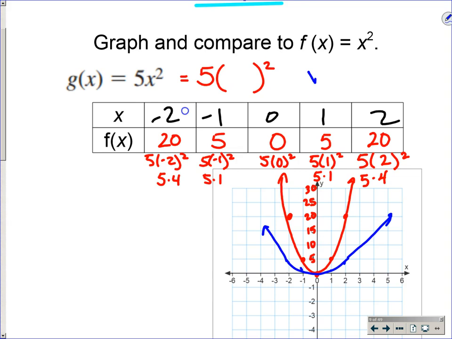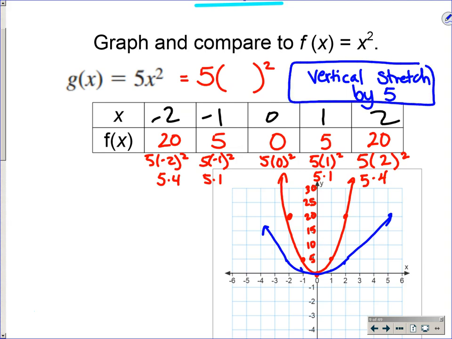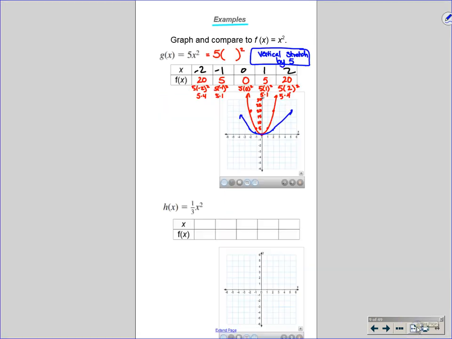Ready? This one is a vertical stretch. Why? Because which way are you pulling it? Vertically, straight up. It's a vertical stretch by, and then Andrew, what did you say was extra? Multiplying by 5. You want the snazzy math way of saying how this one changed that one? It's a vertical stretch by 5. Oh, so this is easy. All I have to say anytime they give me a problem is vertical stretch by the number in front, right? Yeah.